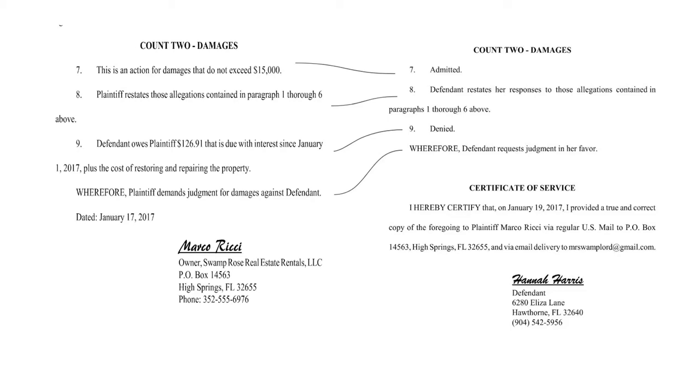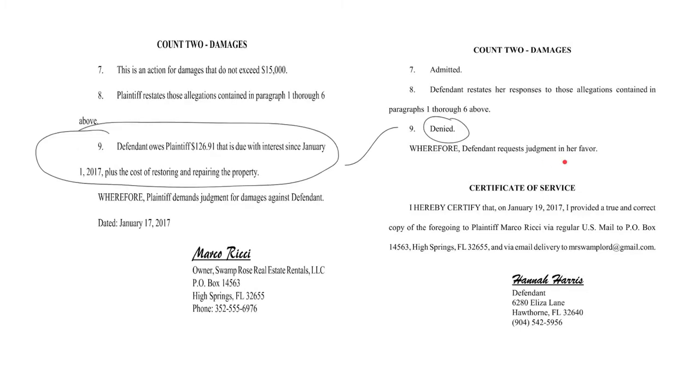Paragraph 9, defendant owes plaintiff $126.91, etc. Hannah Harris disputes that, and so it's denied. Wherefore, plaintiff demands judgment for damages against defendant, and here defendant, in response, requests judgment in her favor. And just pointing out once again that the denial of paragraph 9 means that Swamp Rose will have to prove the truth of this allegation at trial.